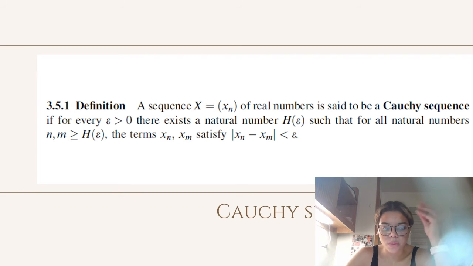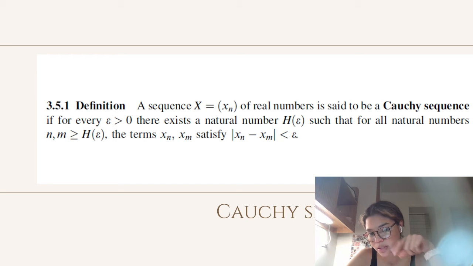So the Cauchy sequence. To have a Cauchy sequence, you're saying that a sequence of real numbers is said to be a Cauchy sequence if for every epsilon greater than 0, there exists a natural number h, such that for all natural numbers n, m, that are greater than or equal to that h, the terms x sub n and x sub m satisfy the statement absolute value of x sub n minus x sub m is less than epsilon. And so we'll show that using our two knows, the definition of convergence and the triangle inequality, we will be able to achieve that the absolute value of x sub n minus x sub m is less than epsilon.